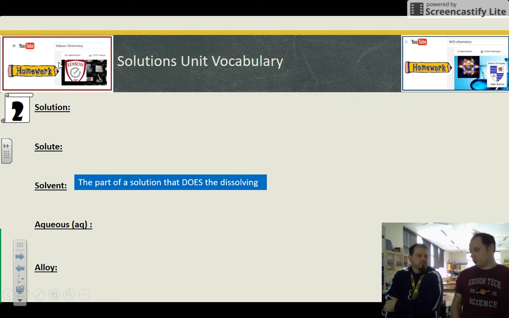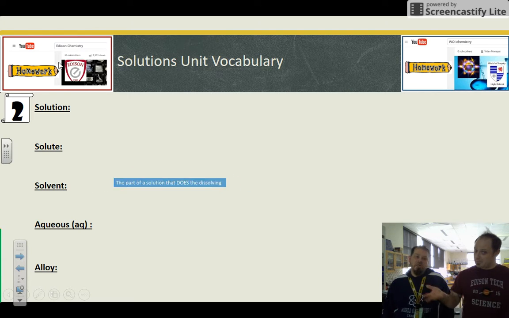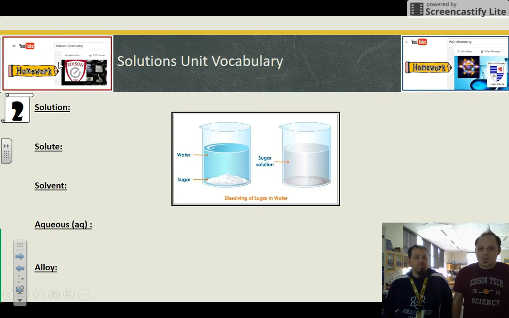Just like we need to get product and reactant straight, we need to get solute and solvent straight, especially because there are similar words. They all start with the root sol, which is in solution. Solute, solvent, solution.